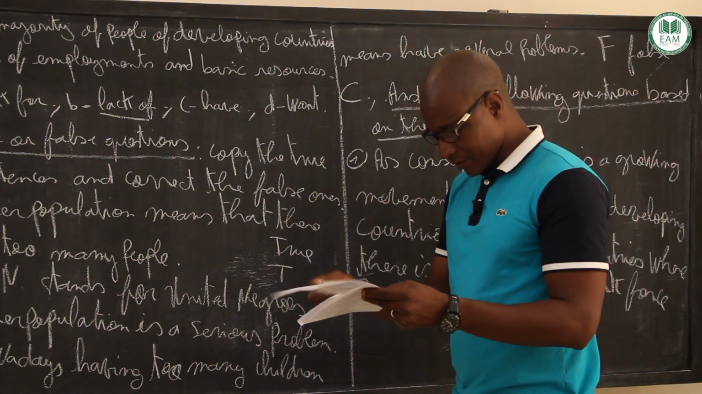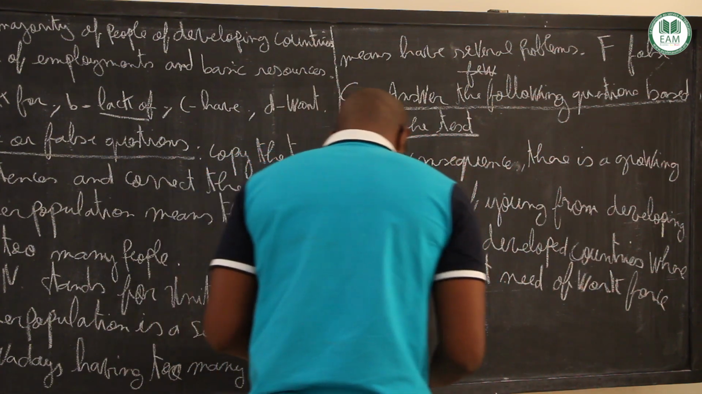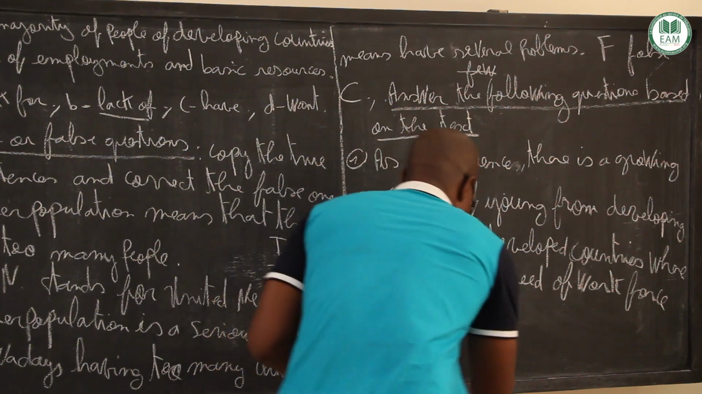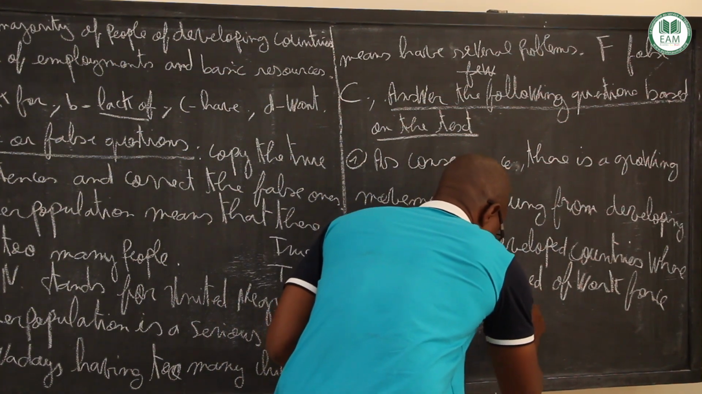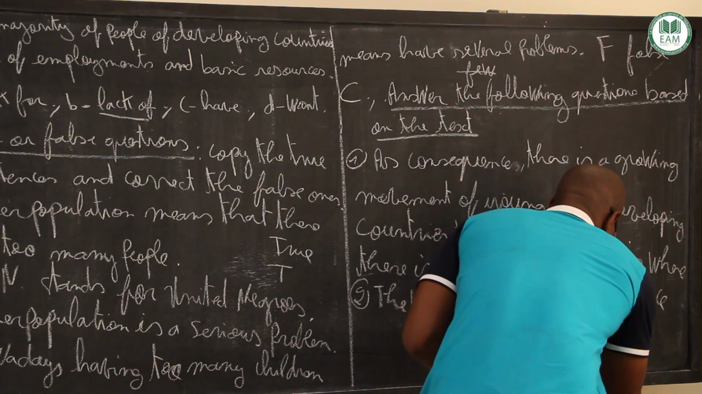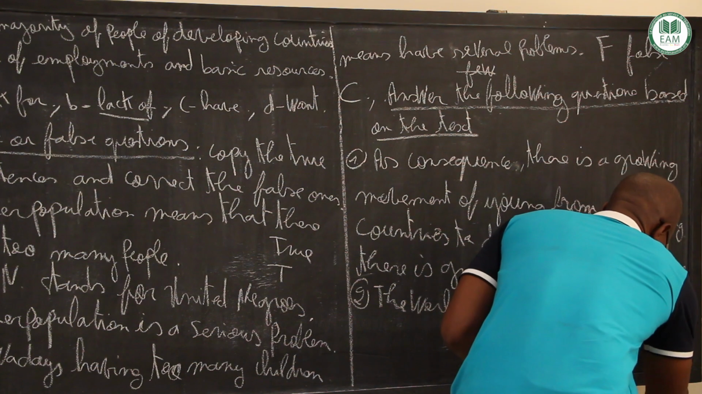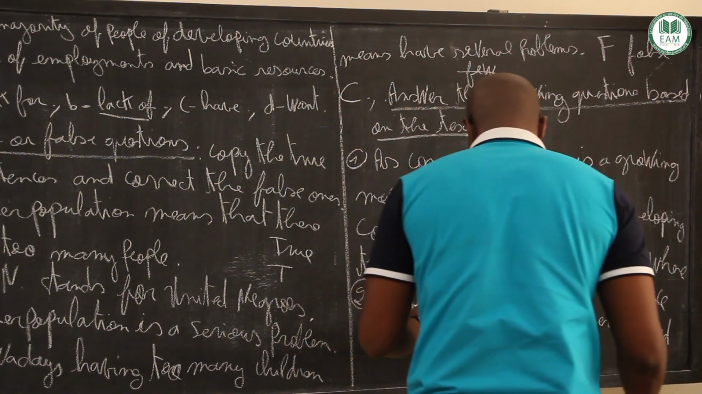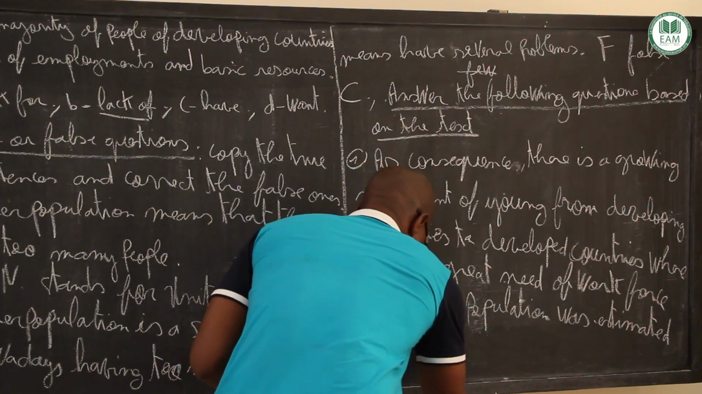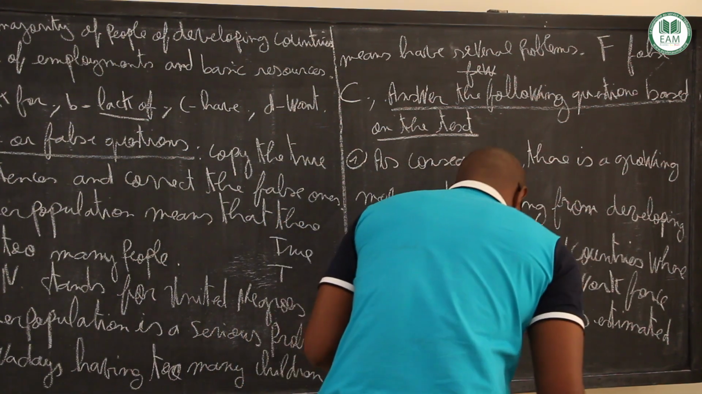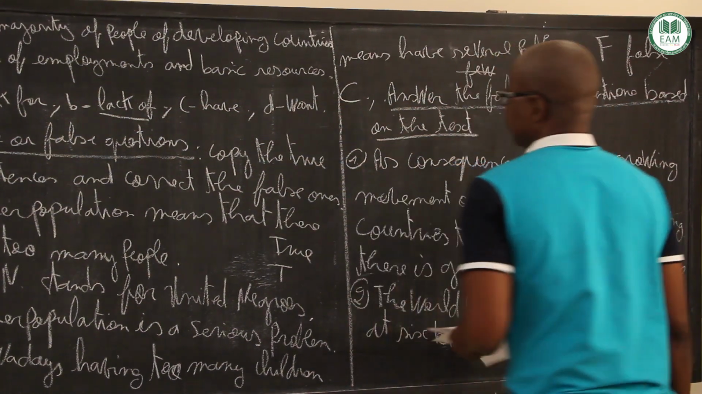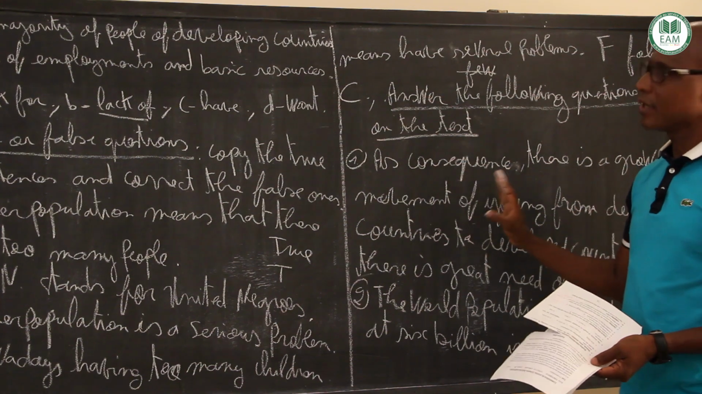And the second question about this part here, we have how many was the world population estimated at in 1999? So the world population was estimated at $6 billion in 1999. We have the two answers about the two questions.